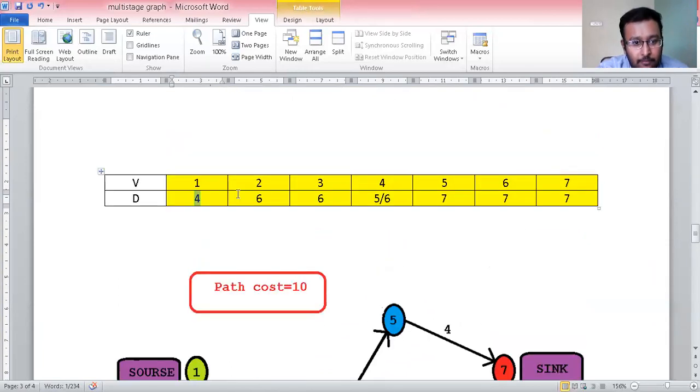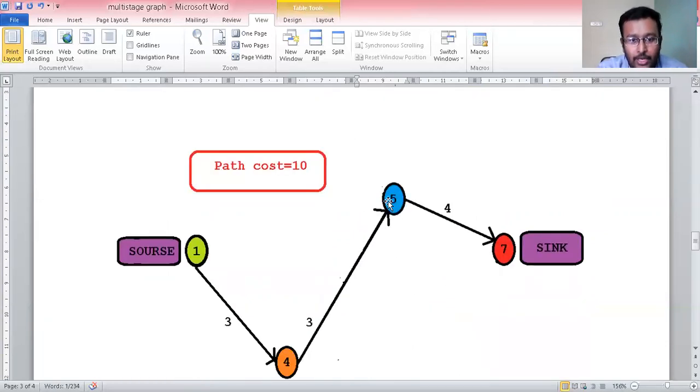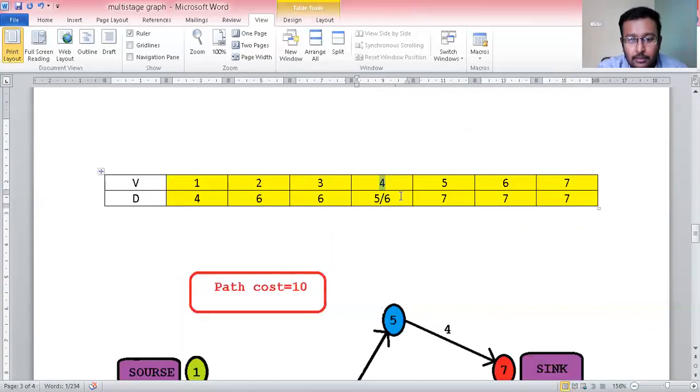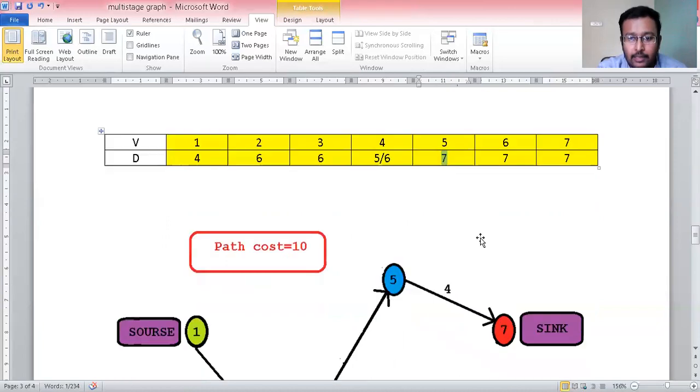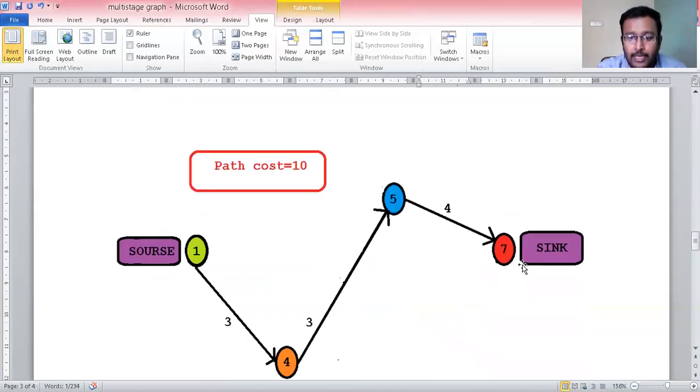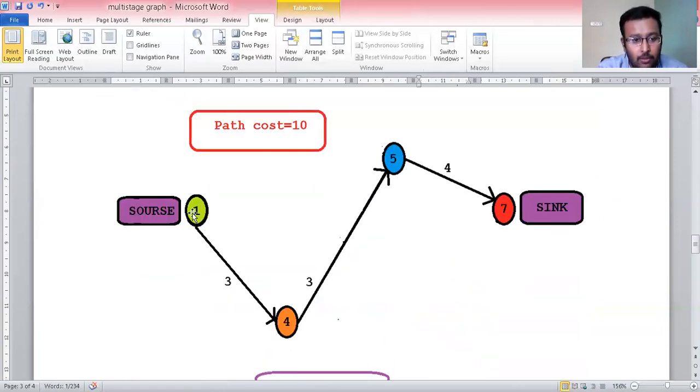Next, from 4, I can select either 5 or 6. Suppose I select 5, from 4 I am moving on to 5. From 5, which vertex do I have to select? I have to select 7, and 7 is my sink vertex. So the weight of the edge from 1 to 4 is 3, 4 to 5 is 3, 5 to 7 is 4. So I find the sum, the minimum cost comes out to be 10.